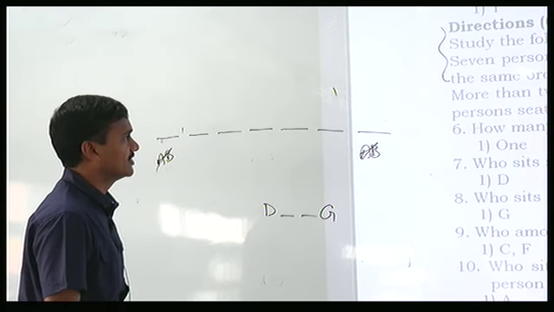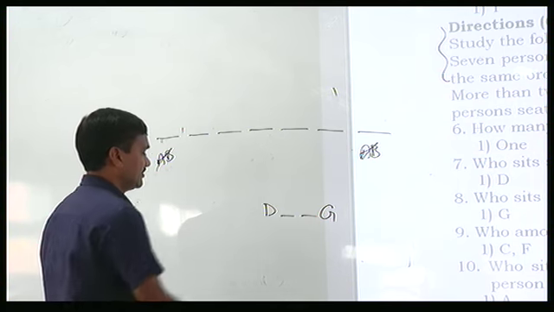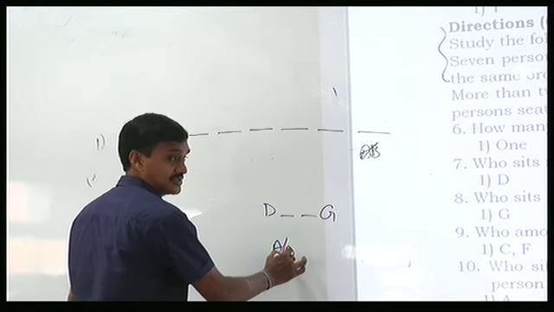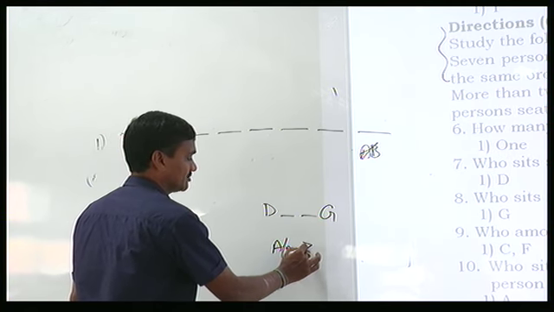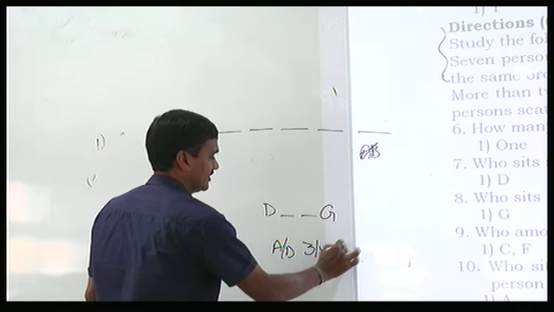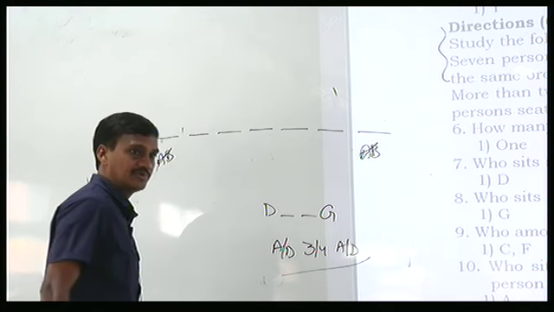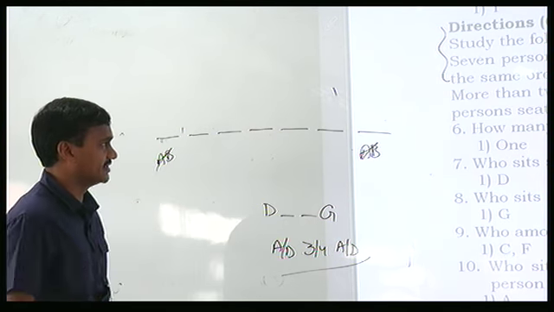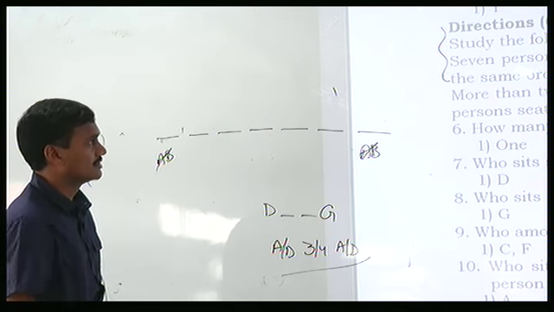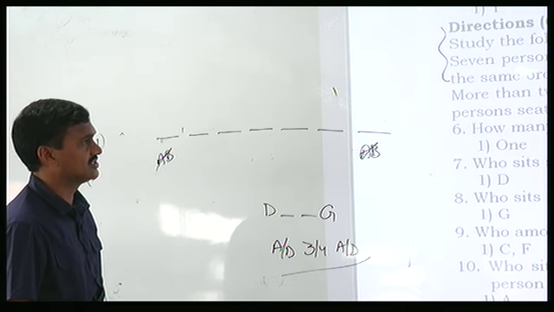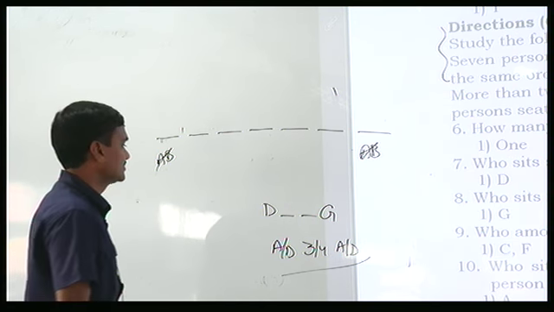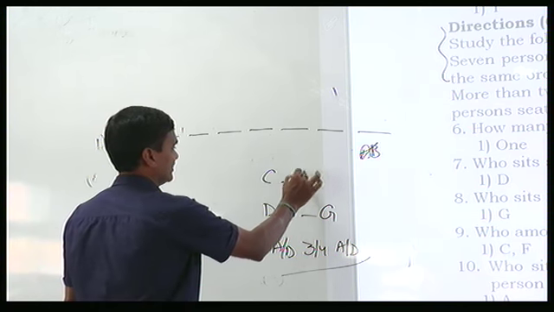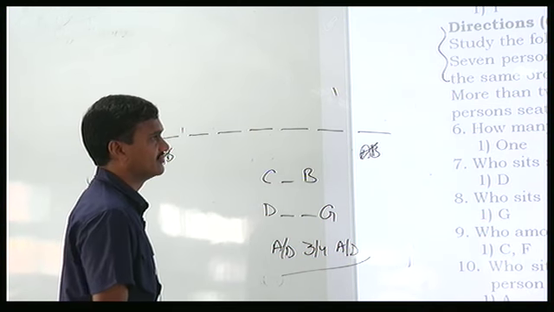Next one. More than 2 persons between A and D. Between A and D, how many persons? Greater than 2. That means 3 or 4 in between A and D. As there are 3 or 4 between A and D, A cannot be in this place, isn't it? C sits second to the left of B.